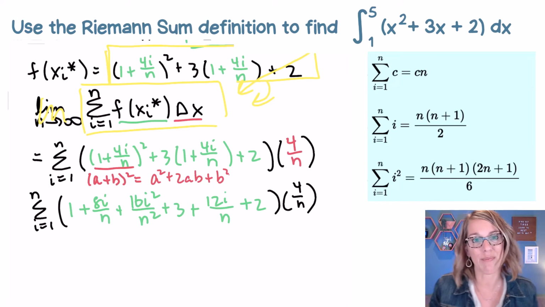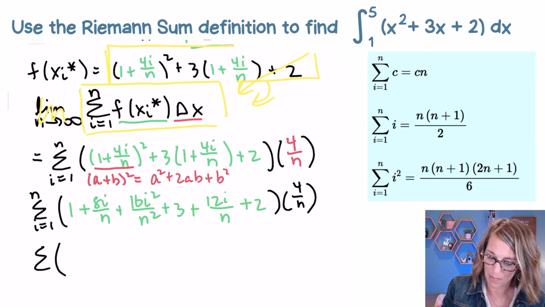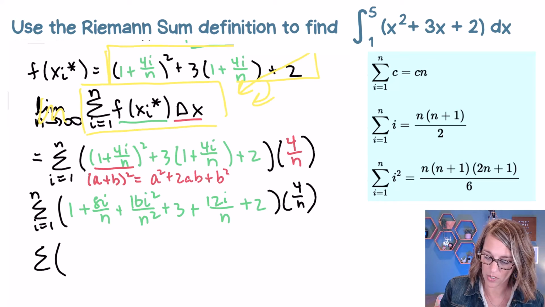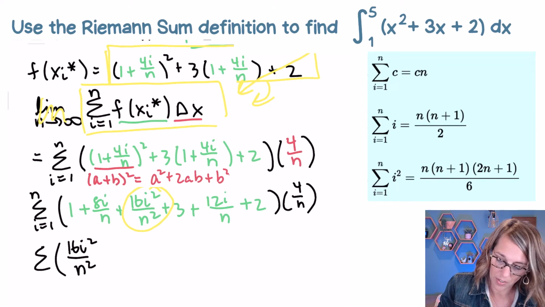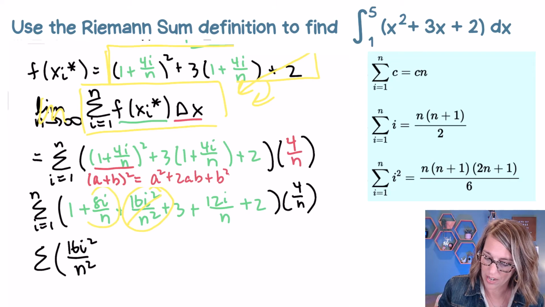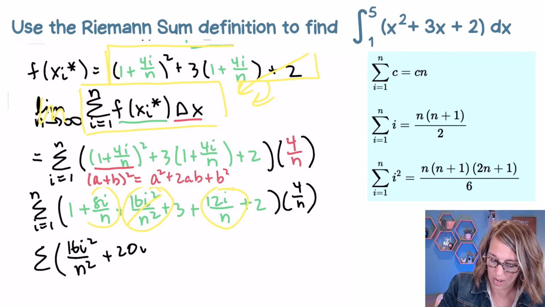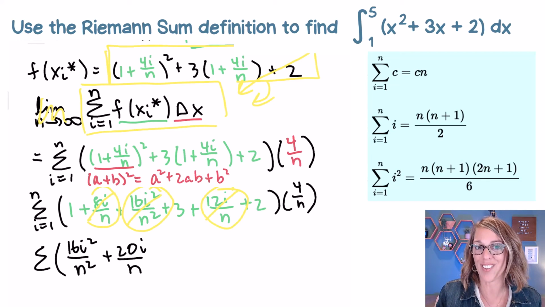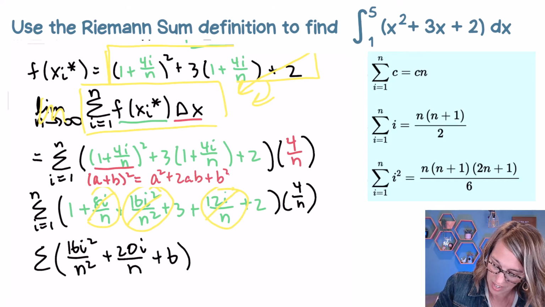Let's go ahead and collect some like terms here. So in our summation, in the set of parentheses, my like terms, I'm going to do the i squared terms first, which is going to be this one. So I've got 16i squared over n squared. And then I also want my i terms. So I've got an 8i over n and a 12i over n. That's going to be 20i over n. And then finally, my constants. So my constants are a 1 plus a 3 plus a 2. That's going to be a 6. So plus 6. And then I've got the 4 over n.